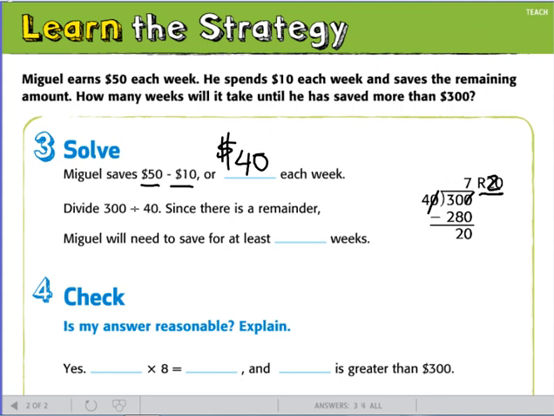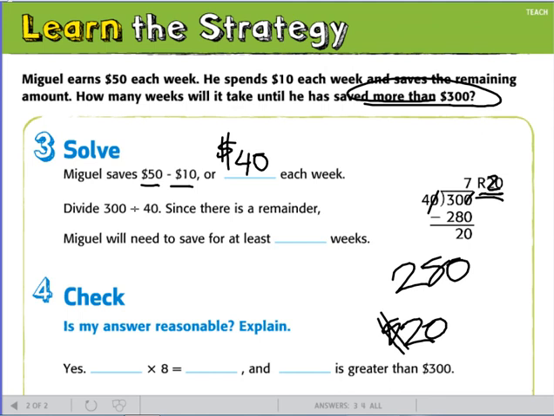Now, this right here, the remainder. Is there a way that I can have 7 weeks with the remainder of 20? No. Why not? No, it's not that 7 doesn't go into 20. It says more than 300, right? Yeah. Well, 7 weeks, he's only going to save $280. So he needs 20 more dollars.